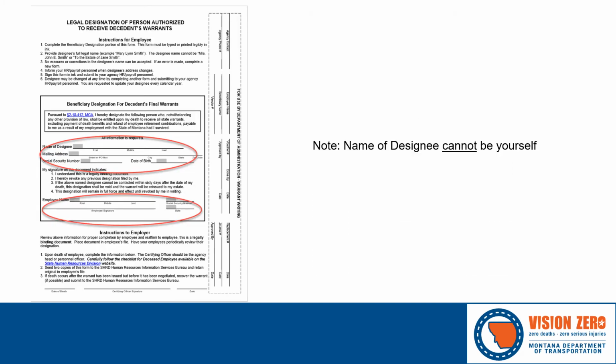This is the legal designation of person authorized to receive decedent warrants. Please note that the name of the designee cannot be yourself. The name of the designee will be your beneficiary in the event of your death. Please ensure to include the name of the designee, the Social Security number and date of birth, and then please make sure that you put your name at the bottom and include a signature.